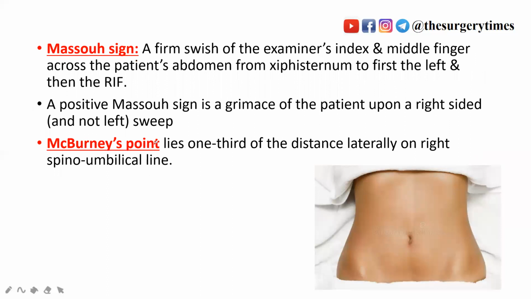Next is Massa sign. Examine first from the epigastrium towards the left iliac fossa and then towards the right iliac fossa. Now, while pressing the right iliac fossa, patient grimaces, and not towards the left iliac fossa. Then it indicates presence of appendicitis.